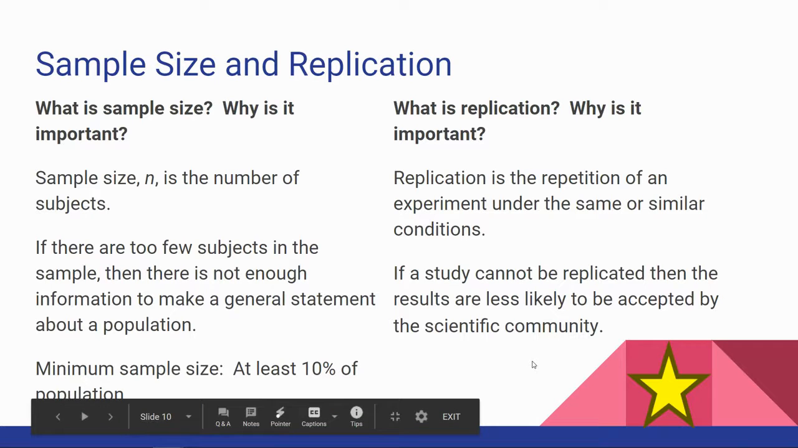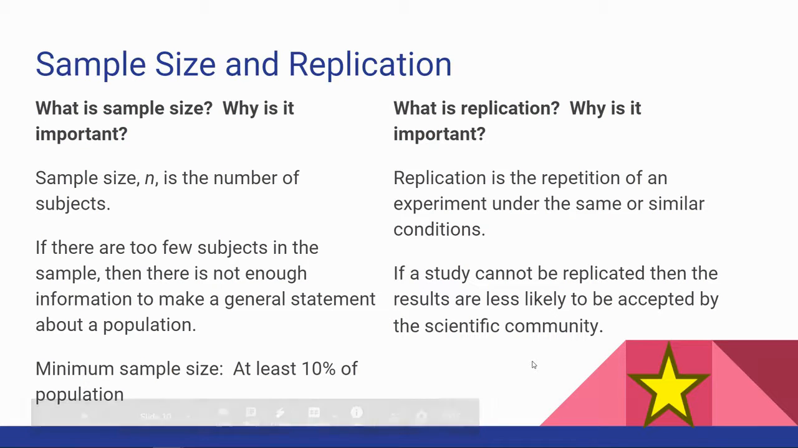Okay, so sample size and replication. Sample size is very, very important. Sample size, lowercase n, is the number of subjects in that sample. If there are too few subjects in a sample, then there is not enough information to make a general statement about the population. Usually you try to stick with at least 10% of the population. So if your population is 1,000, then you try to get 100. The smaller the sample, the less the study is going to tell about the full population.